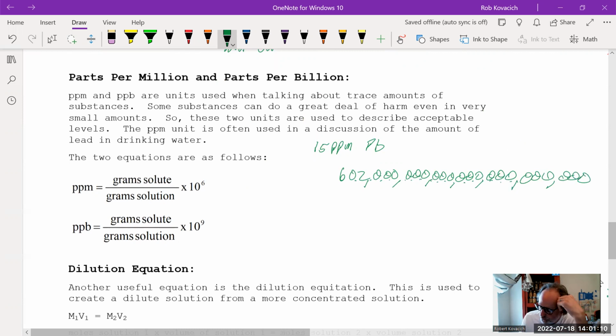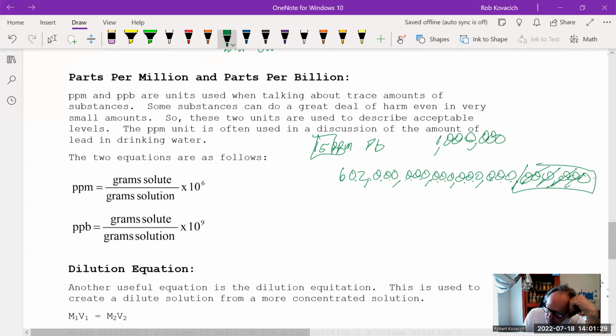There we go. So if you drink 1 swallow of water, you have this many water molecules. Okay, so that's a lot of water molecules. And we're saying for every 1 million water molecules, you have 15 lead atoms. All right, well, there we go.